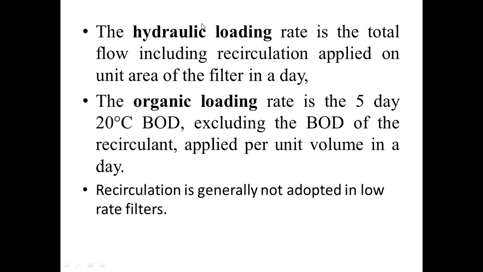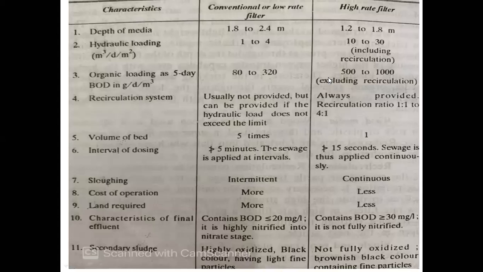Basically, there are still some different types of filters: low rate trickling filter, intermediate rate trickling filter, high rate trickling filter, super high rate trickling filter, roughing filter, and bio towers. But there are only minor changes in these, and these are modifications as per the time. So we will focus on the low rate and high rate trickling filters. Instead of explaining orally, I will explain with the help of the difference between these two.